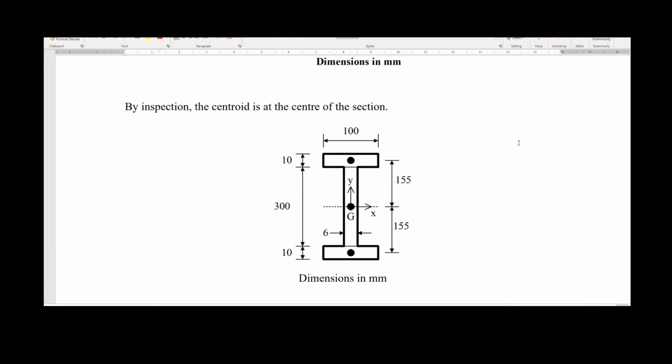By inspection, the center is at the center of the section. This is because this section is double symmetric. We know that the center is in the middle directly, so half of 100 and half of this 320. So very simple to locate. It's not a big problem.